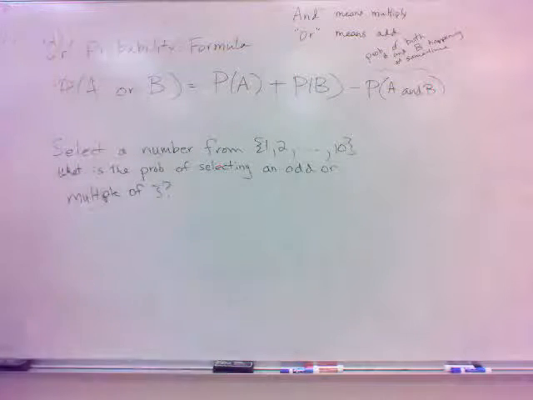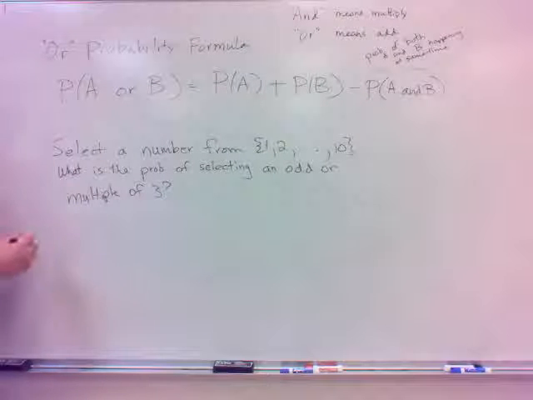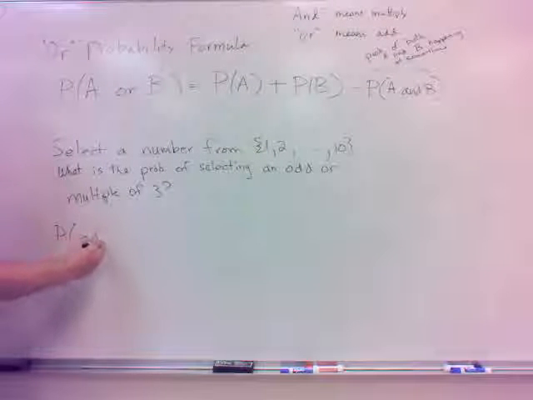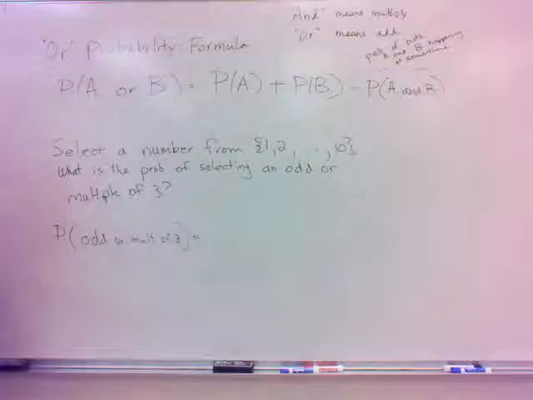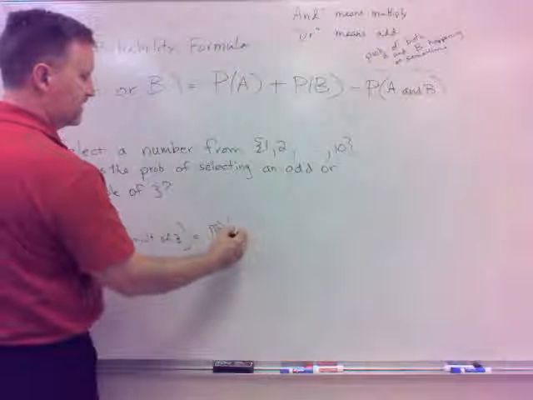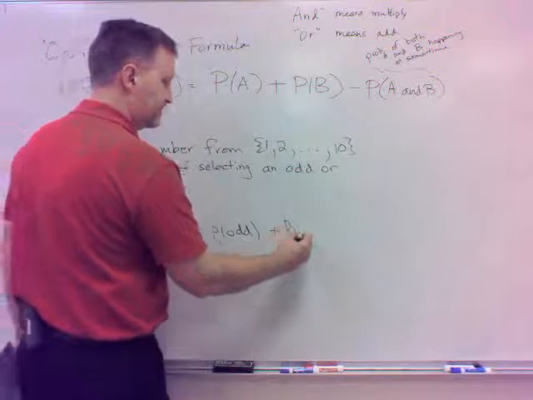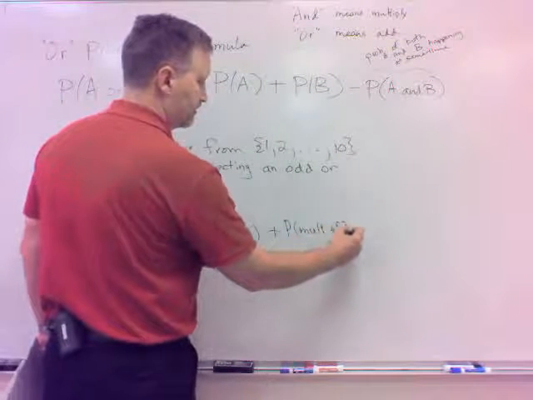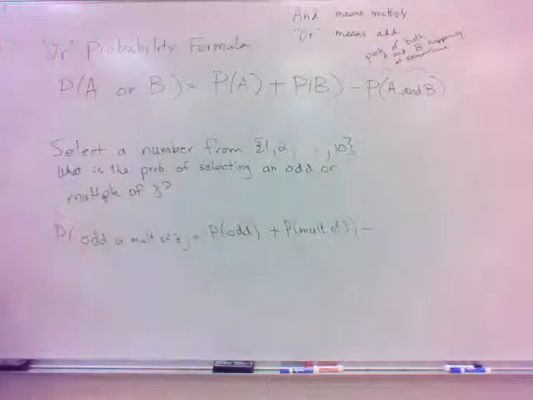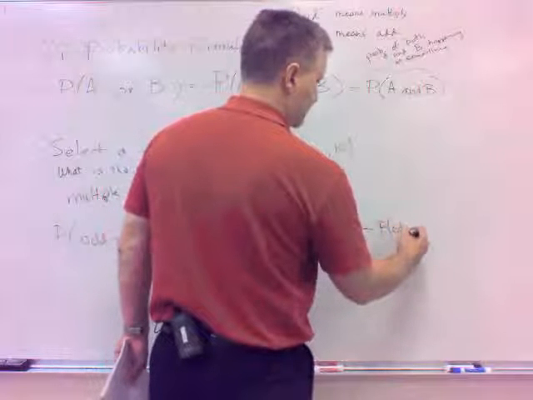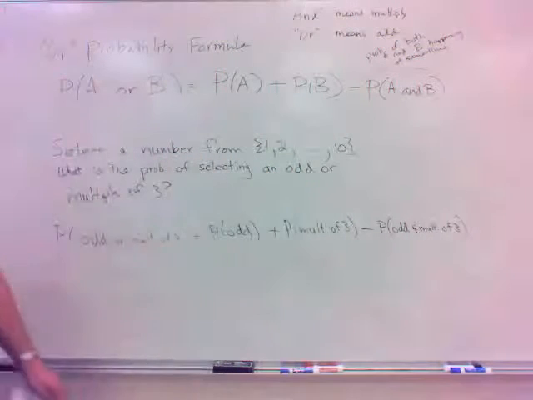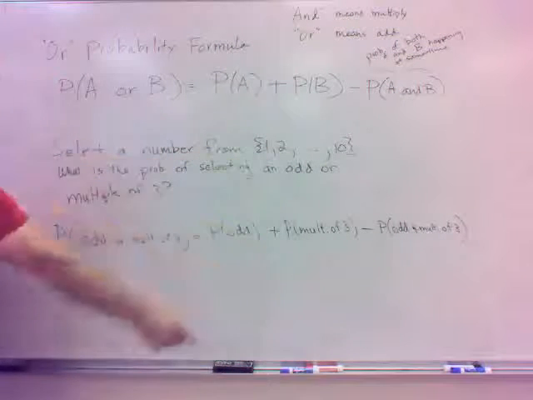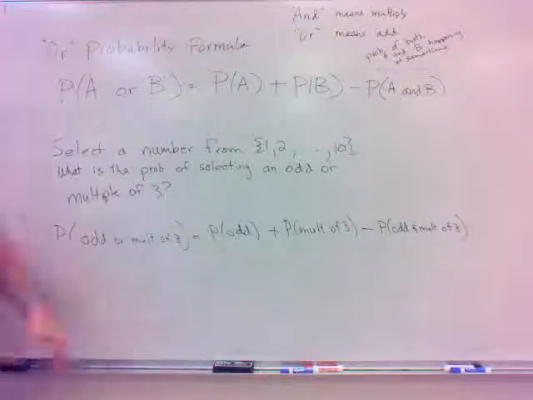And again, let's use a little formula. So we've got odd or multiple of 3. So it's going to be the probability that it's odd, plus the probability that it's a multiple of 3, minus the probability that it's both odd and a multiple of 3 occurring at the same time. That's the way it works, okay? Just plugging in the pieces there. But it's an OR, so we're adding, and we've got the little catch there, subtract that little bit.